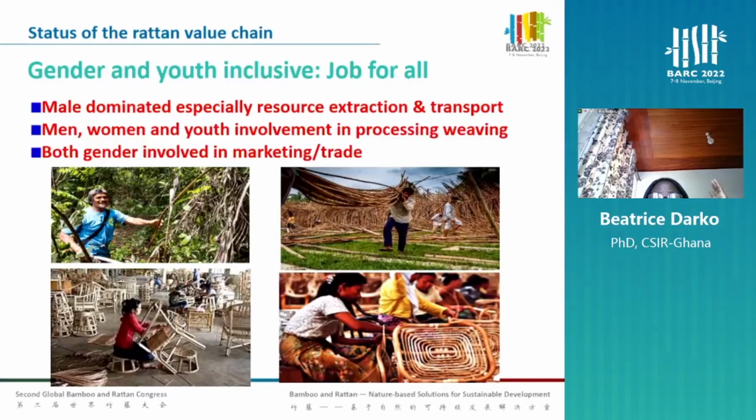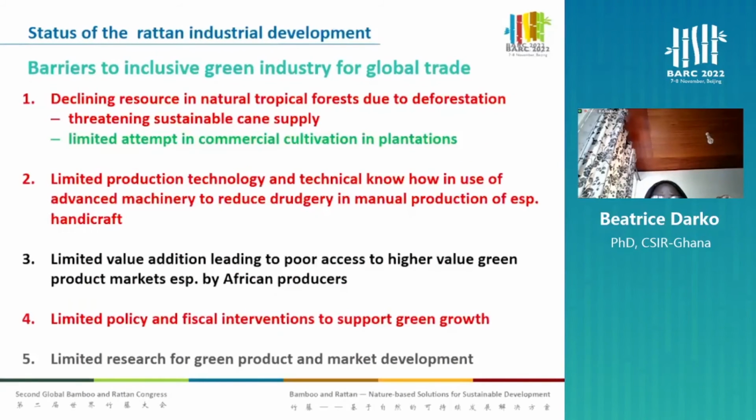Gender and youth inclusiveness of the rattan industry is high, such that it is jobs for everyone. Everybody can participate. We have the male dominating in extraction and transport. We have both men and women and youth involved in processing, and both gender could also involve in trade and marketing of the product. Yeah, so now we come to barriers to inclusive green industry for global trade.